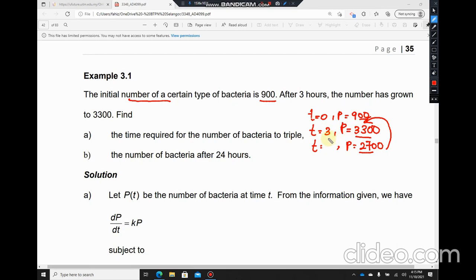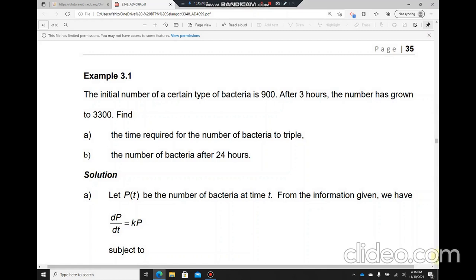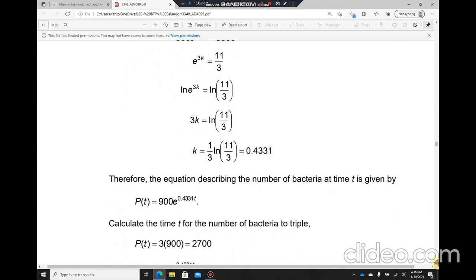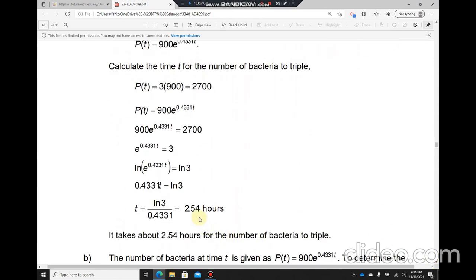So you can check. Bila awak dapat jawapan, mungkin t tu mesti antara 0 sampai 3. Sebabnya kita tengok population ni dia makin bertambah daripada 900, lepas tu dia akan jadi 2700 and then baru 3300. So if you check your answer here, you get t equals to 2.54. So dia antara 0 to 3 years kan. Okay, so betul lah jawapan kita kat sini. So that's all for population growth and decay. Maksudnya population tu dia mungkin bertambah, dia mungkin akan berkurang.